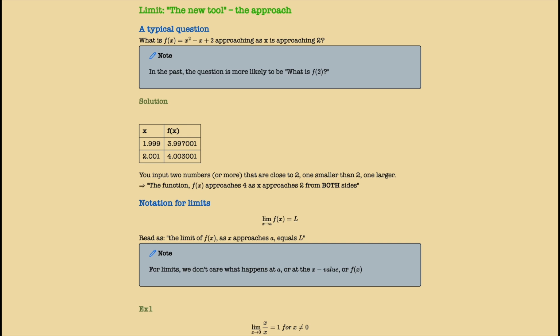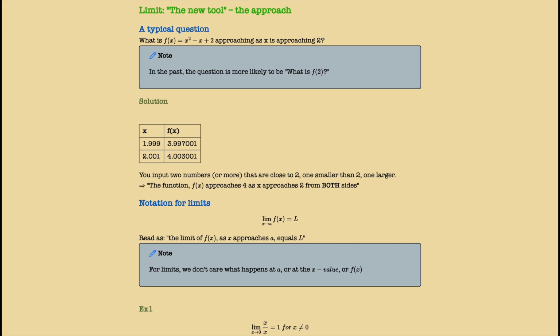So instead of plugging in 2 directly, how do we figure out what's happening as x gets closer and closer to 2? One way is to test out values of x that are just a tiny bit smaller and a tiny bit larger than 2, like say 1.999 and 2.001. I see. By getting really close to 2 from both sides, we can get a sense of where the function is heading. Precisely. If the function's outputs for those nearby values are getting closer and closer to a specific number, then we can say that's the limit as x approaches 2.